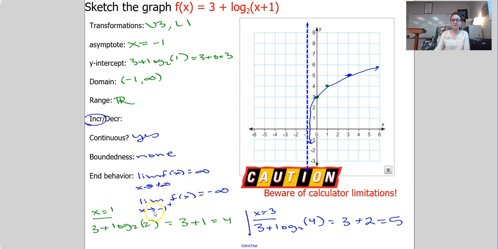This is our end behavior. Notice that I can't do x approaching negative infinity because the farthest I can go to the left is x approaching negative 1.